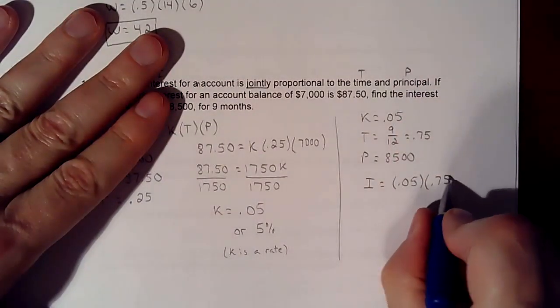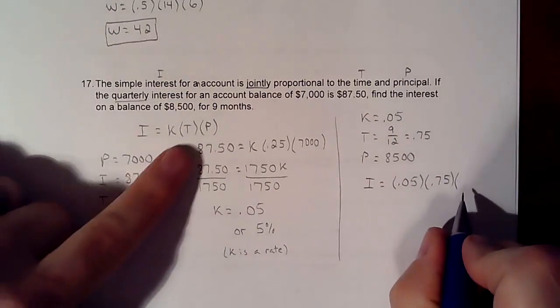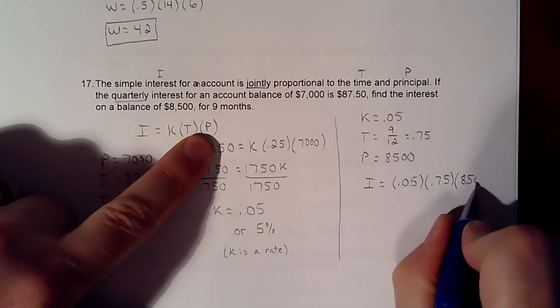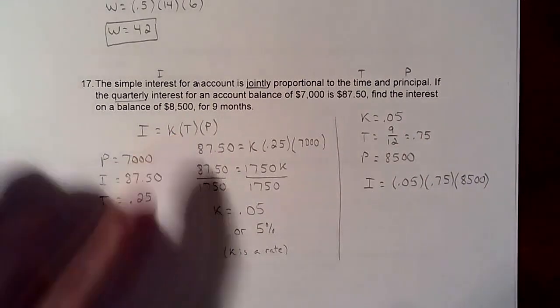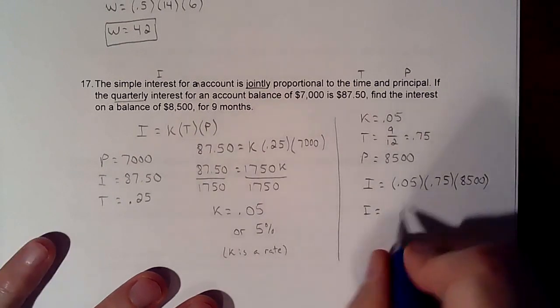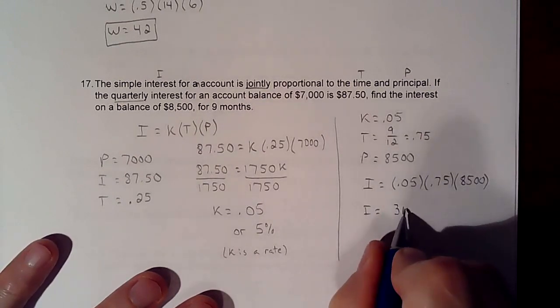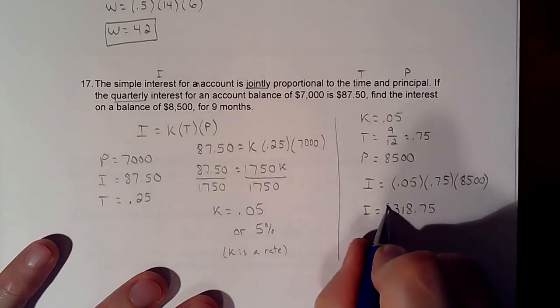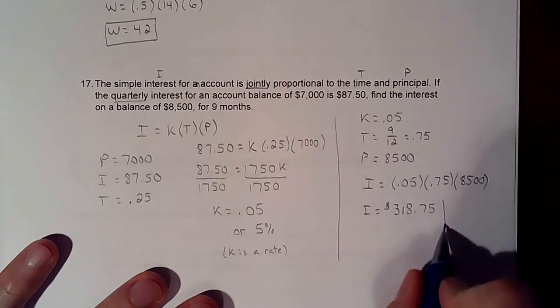So 0.05, and then our principal was $8,500. All right, and we throw that into the calculator, multiply that out, we will get an interest of $318.75.